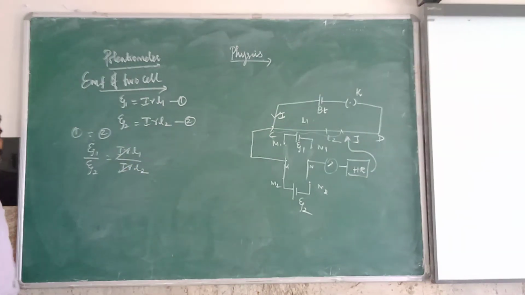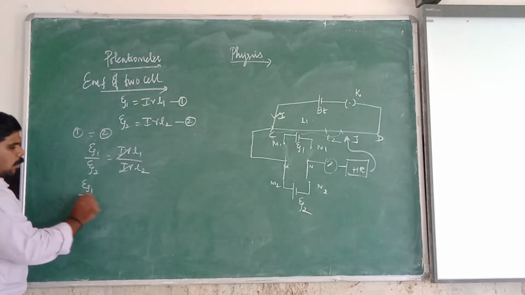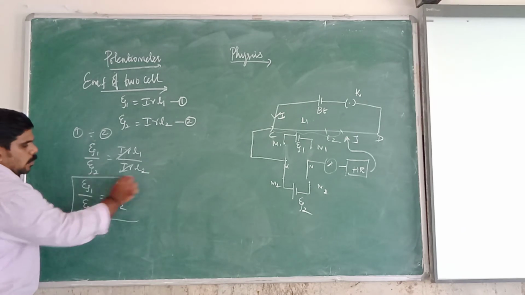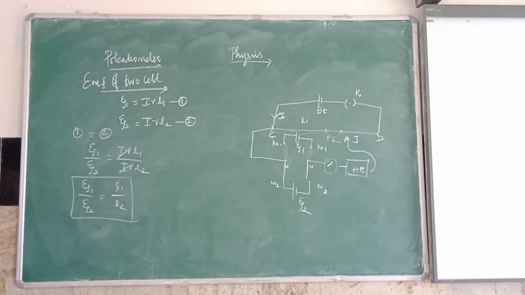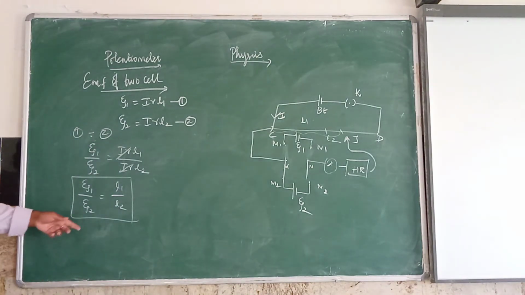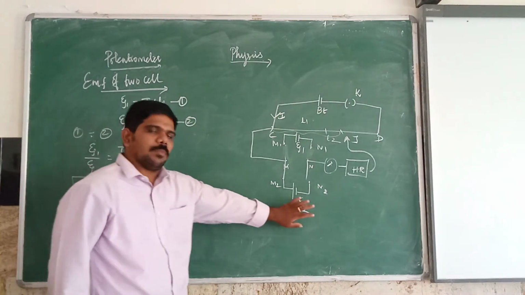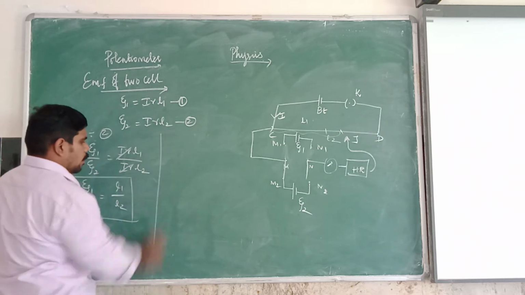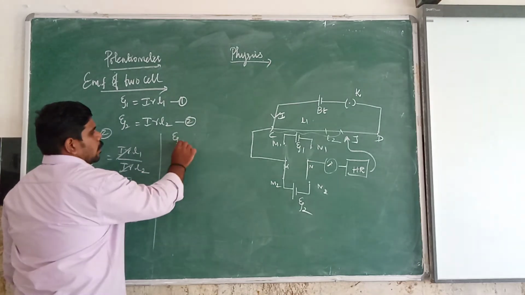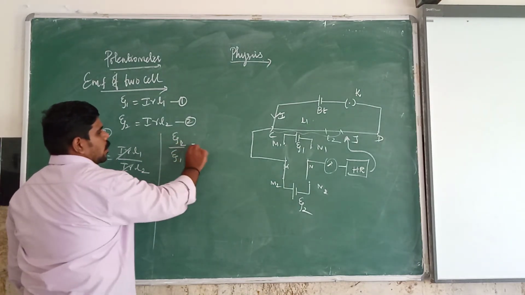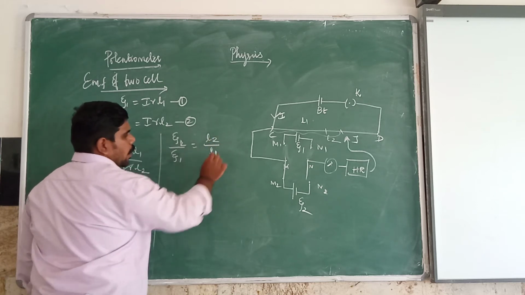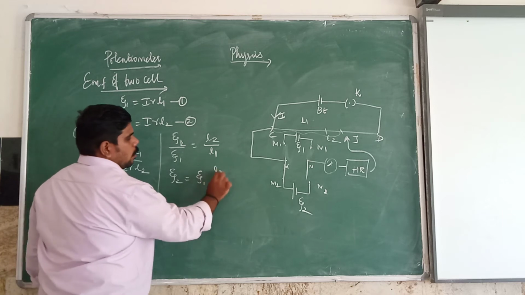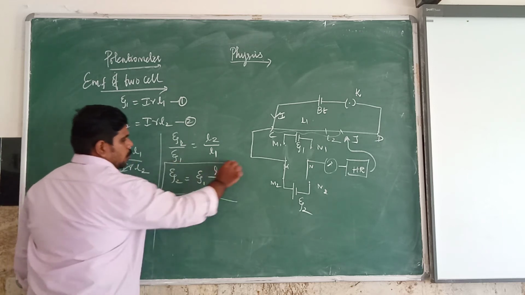The IR cancels. So what we get? Psi 1 by psi 2 is equal to L1 by L2. If you want to determine the EMF of cell psi 2, what do we get? We take the ratio: psi 2 by psi 1 is equal to L2 by L1. From this, psi 2 is equal to psi 1 into L2 by L1.